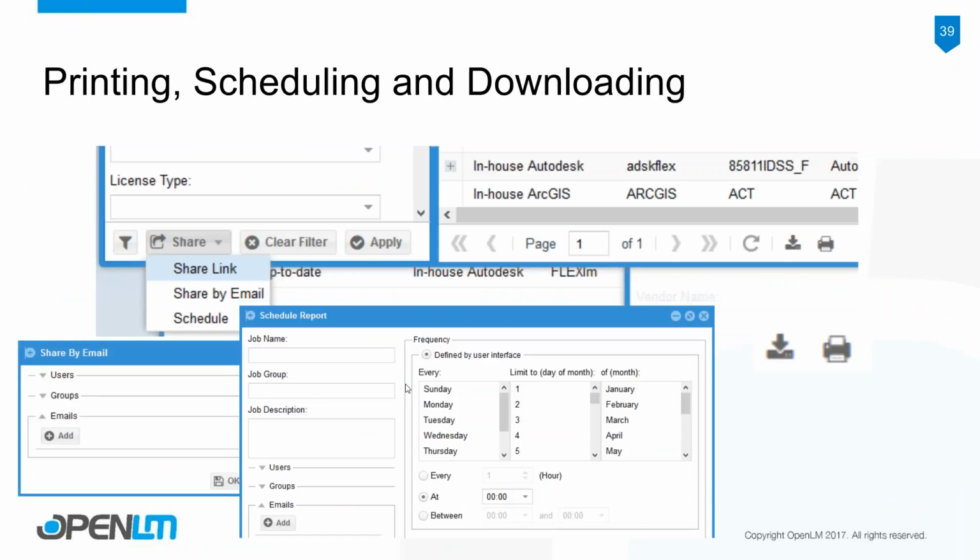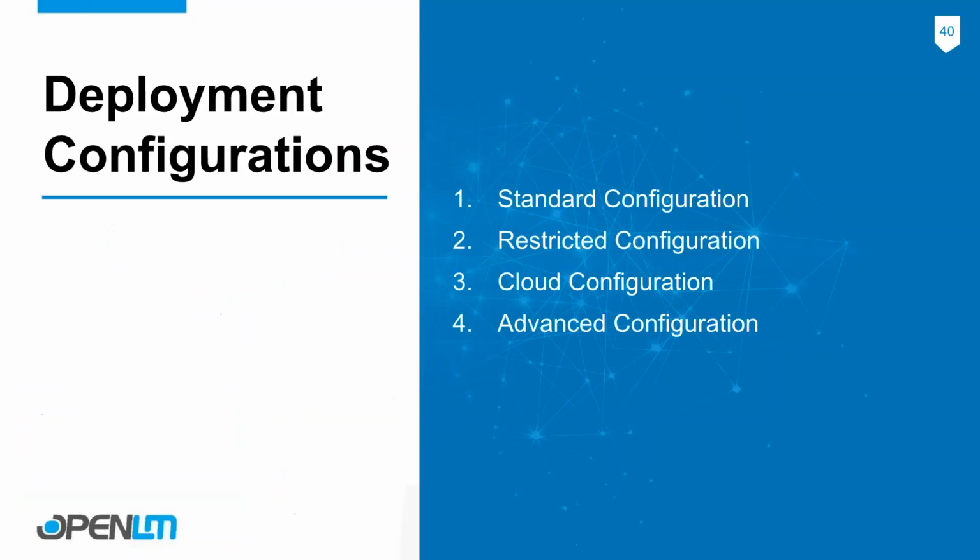All OpenLM reports can be printed and downloaded to CSV file. You can share a link with others, or you can email them the report itself. You can also schedule the report to run regularly and automatically dispatch reports. And that just about completes the core functionality of OpenLM Core, which is our entry-level product.